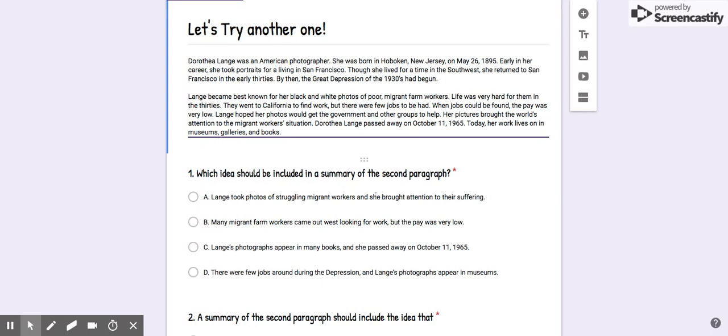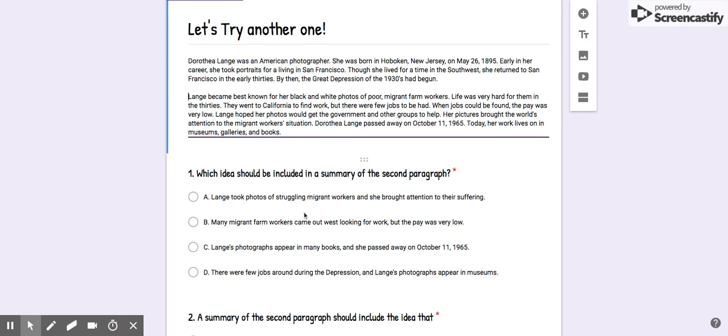So let's read through these questions to see what they want us to do as far as summarizing goes. Number 1, which idea should be included in a summary of the second paragraph? Now, whenever it tells us a specific paragraph to pay attention to in our question, it's a good idea to go back and read it. Let's look at these answer choices, and then we can go back in the paragraph. So again, which idea should be included in a summary of the second paragraph?